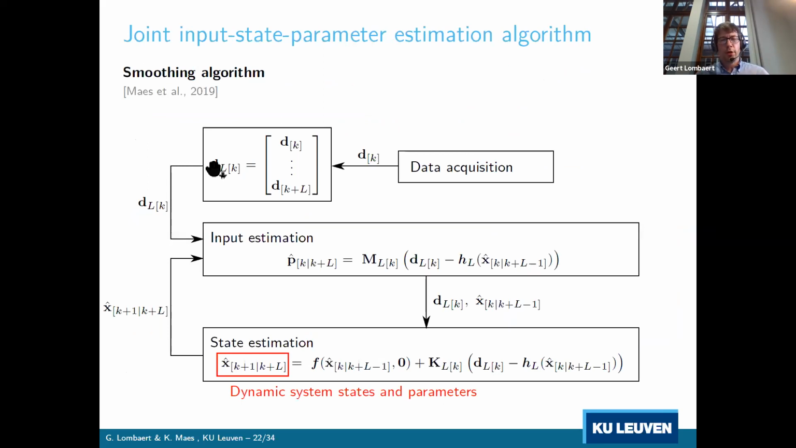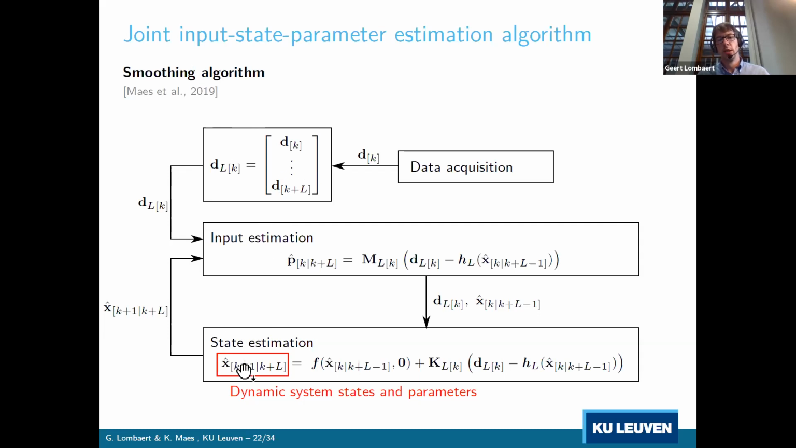I won't go into a lot of detail, but one of the things that we've looked at in our research was the use of smoothing algorithms, which differ from the so-called filtering algorithms which were presented earlier, in a way that future measurements are also considered in both the input estimation and the state estimation. This helps to smoothen out or cancel out some of the estimation errors which appear in the filtering. So that's one thing I'd like to point out.